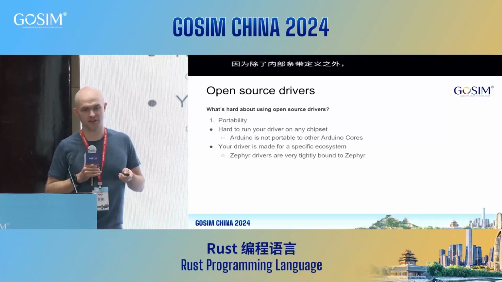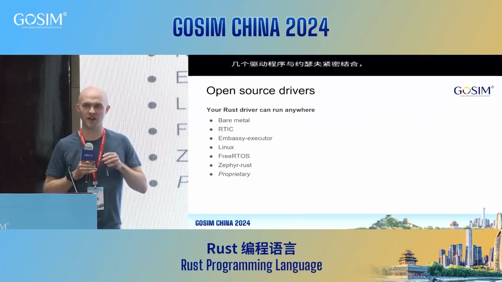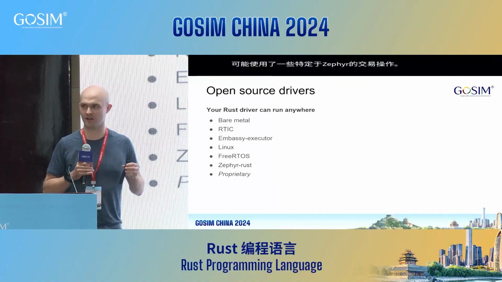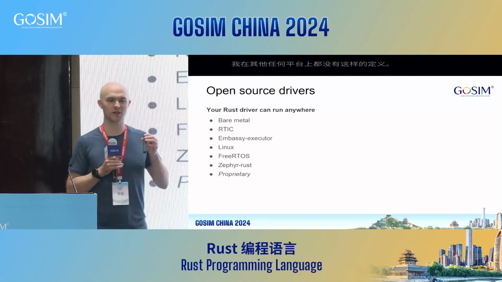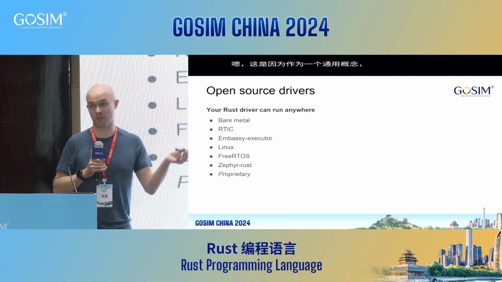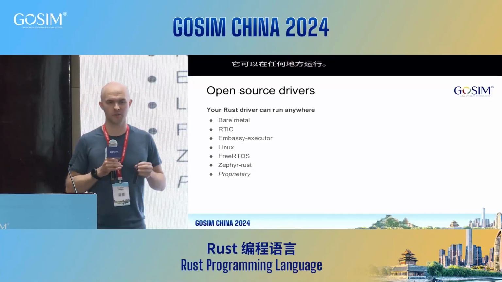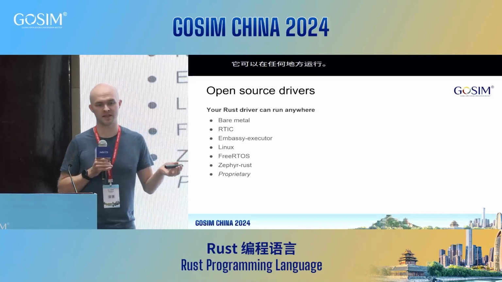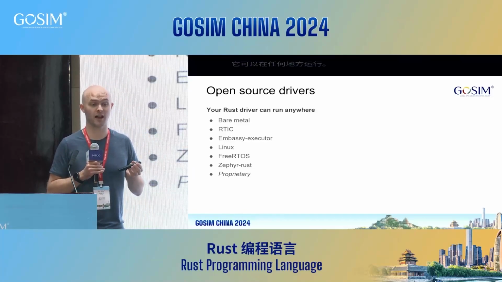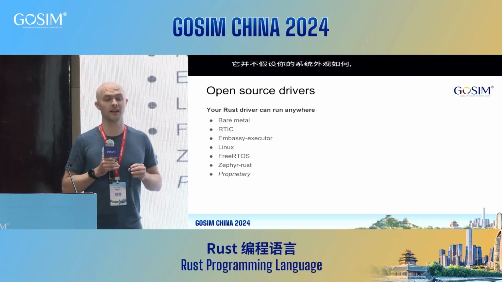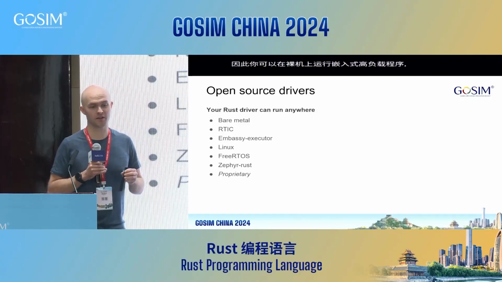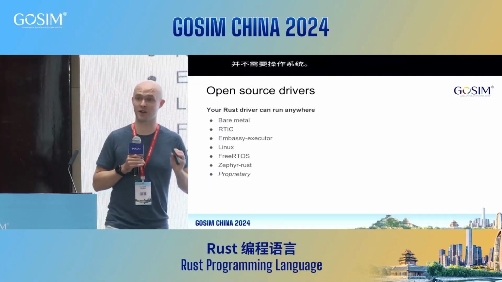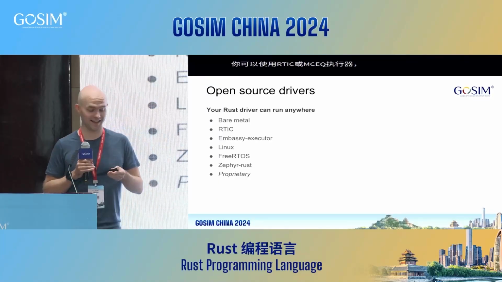Rust, however, because embedded HAL is such a generic concept, it can run anywhere. It's not assuming anything about what your system looks like. So you can run an embedded HAL driver on bare metal. You don't need an operating system, but you could use RTIC or Embassy Executor. You could even run it in user space Linux, say if you have a Raspberry Pi. You can run it on FreeRTOS. You can even run it on Zephyr. There are Zephyr bindings for Rust.